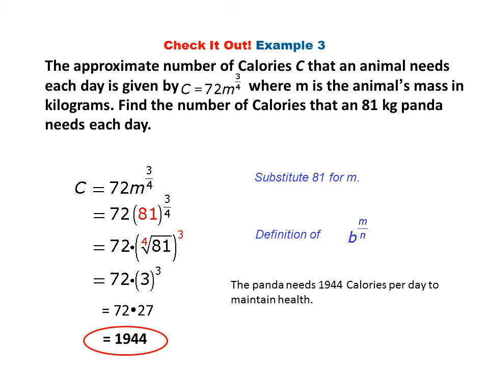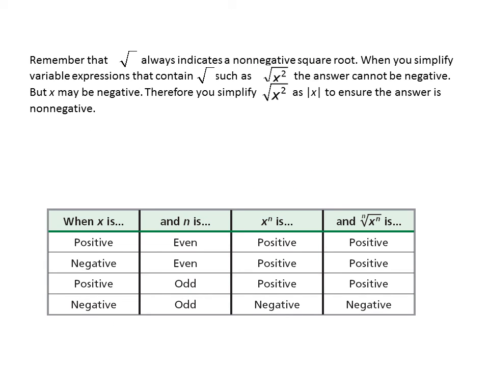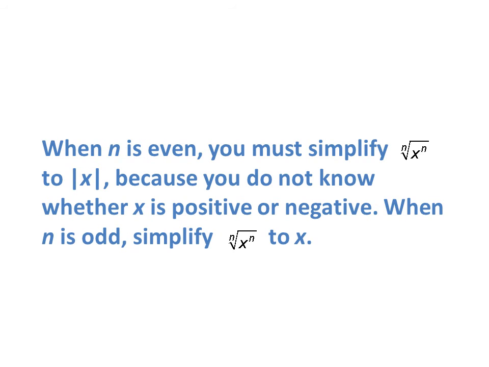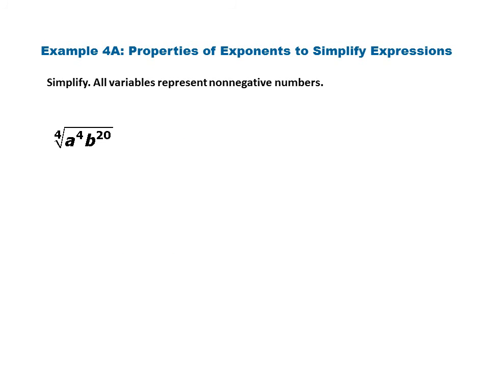So 119. Now, here is something that you can pause the video and copy if you want. It's just a few things. Now, when n is even, you must simplify the nth root of x to the n, to the absolute value. It means n has to be positive, right? That's what it says. This one also you can copy if you want. Then we can discuss it in class if you have questions.